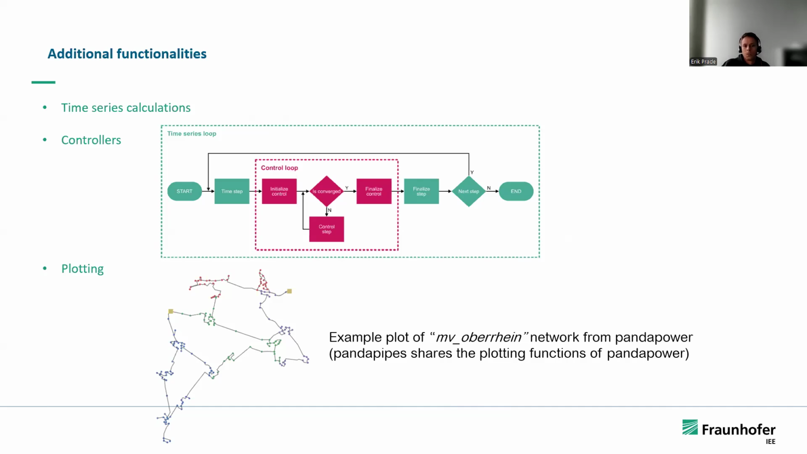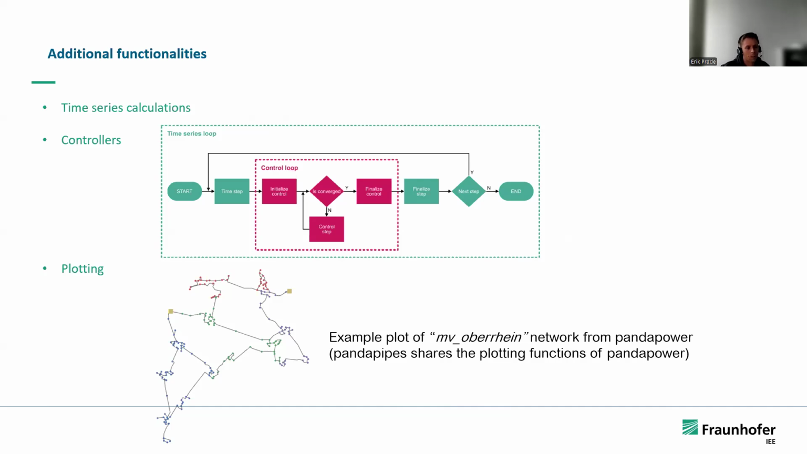Other applications could obviously be not checking for convergence, but checking for other things, for example, your pressure loss in the grid is too high or your temperature loss is too high. You go into the control step and change your pressure at the slack node or your temperature at the slack node, or maybe also cut off some consumers. So yeah, basically controllers can be used for all sorts of controlling in time series calculations.